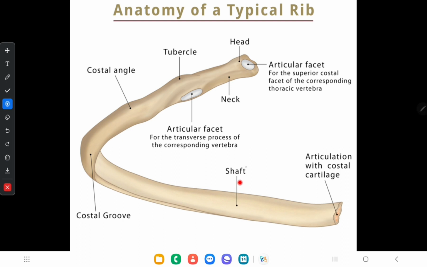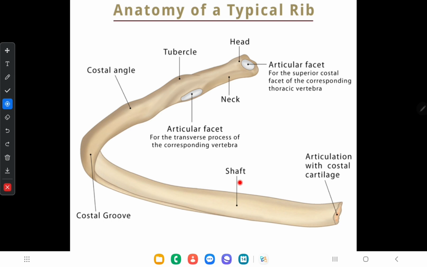Among those 12 pairs of ribs, they can be divided into two types: typical ribs and atypical ribs. Typical ribs have normal anatomical features. Atypical ribs differ from the normal typical rib. You can easily remember the atypical ribs, and the rest of the others are typical ribs. Atypical ribs are the first one, second one, 10, 11 and 12. Those 5 ribs are considered atypical ribs and third to ninth ribs are called typical ribs.